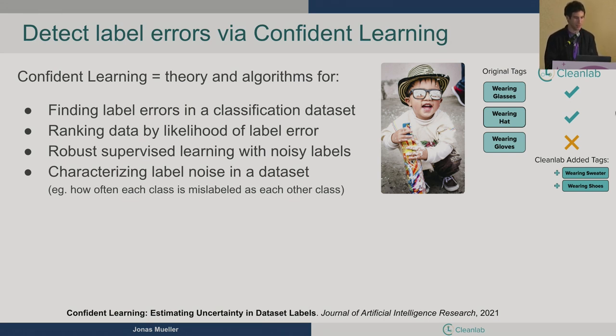But focusing back to confident learning, the core idea here is you have a classification data set and you're trying to understand how likely is each data point mislabeled, as well as which subset of the data is mislabeled. So that includes how many data points are mislabeled, how many data points from each class are mislabeled, so you can characterize how noisy each class's labels are, perhaps to improve your annotator instructions.